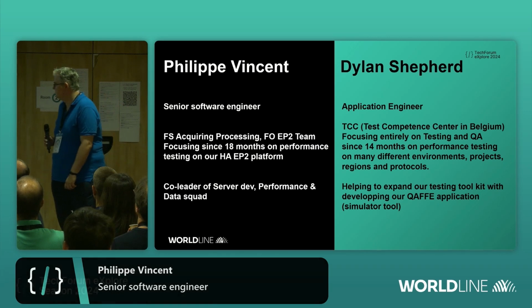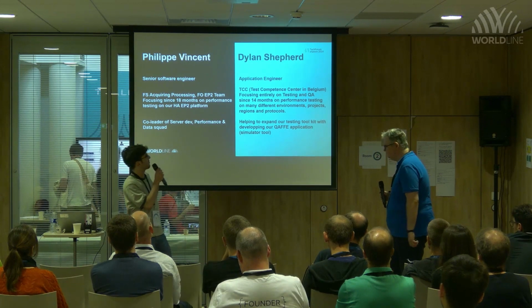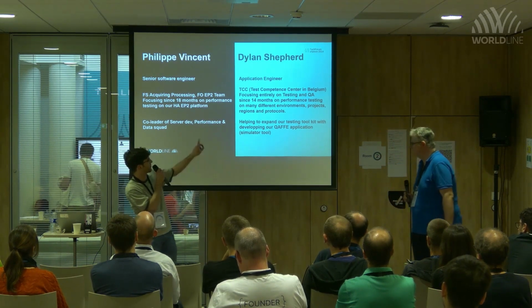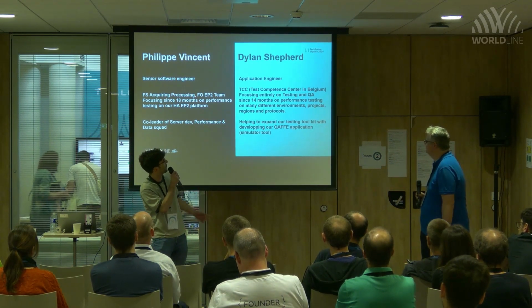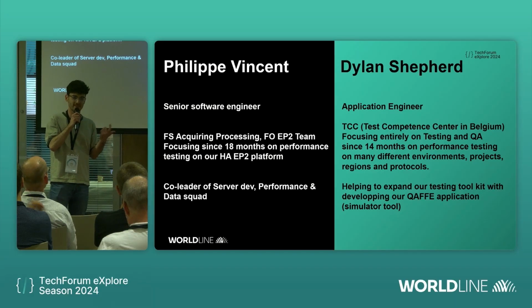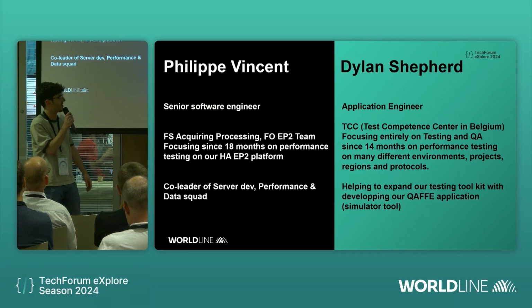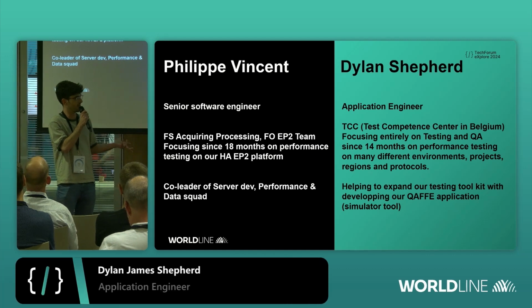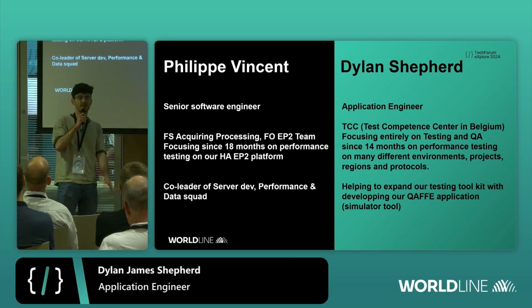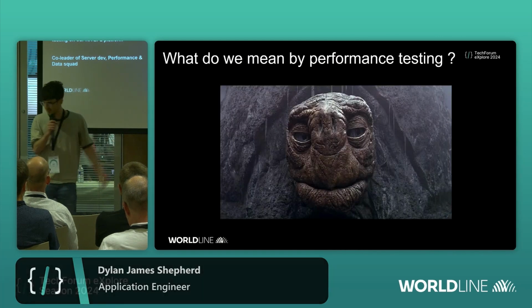And my name is Dylan Shepherd. I'm an application engineer. I've been working a little over 2 years in testing and QA in the TCC, Testing Competence Center in Belgium. Philippe and I started working together about a year ago in the Marco Polo project, which is the project in Australia. And now we can go on to the next.